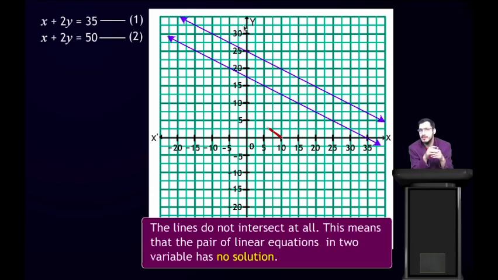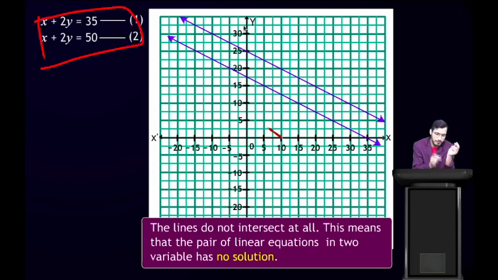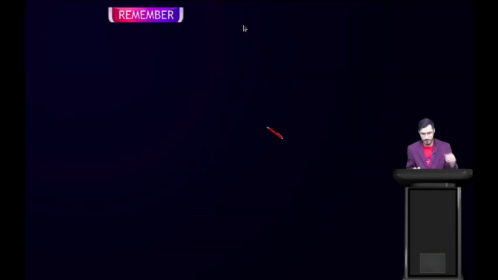That means they have no solutions. In both pairs of linear equations, there is no solution here. So that is our third case.